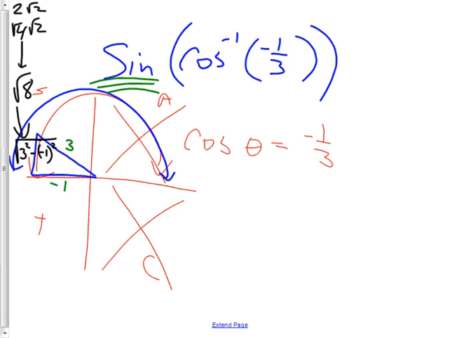Yes, you always have to. You wouldn't want to leave root 8 as your answer. So root 8 turns into root 4 root 2. That turns into 2 root 2. So this side right there is 2 root 2.